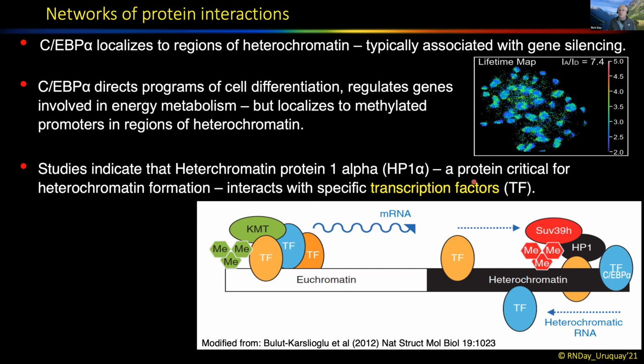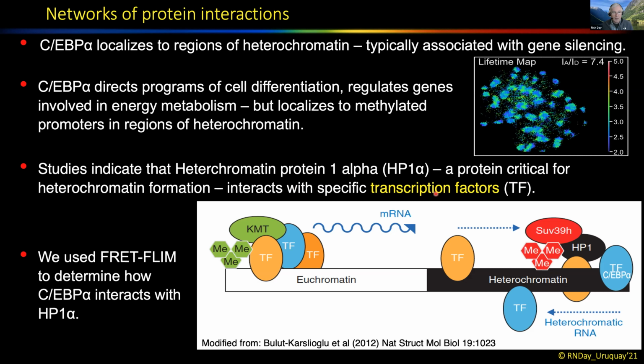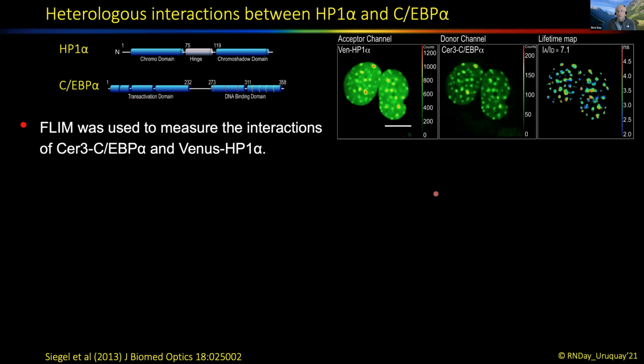There were a number of studies that indicated heterochromatin protein 1 alpha, HP1 alpha, which is a protein involved in forming heterochromatin, also was capable of interacting with specific transcription factors. And so we decided to use FRET-FLIM to determine whether CEBP alpha was interacting with HP1 alpha in these regions of heterochromatin. Again, we use this FRET-FLIM approach. We have a Venus-tagged HP1 alpha, the full-length HP1 alpha. We have Cerulean3, which is a variant of turquoise, tagged to CEBP alpha.